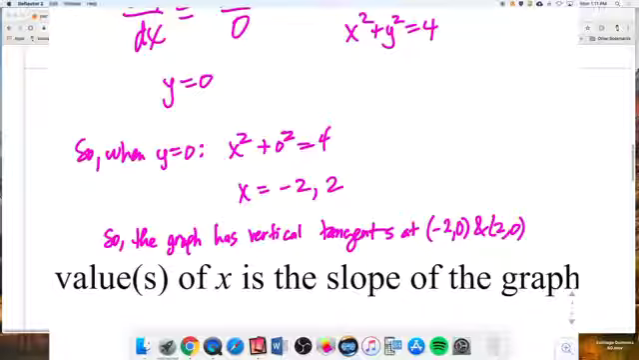Now, if you did both of these, and one of them showed up as 0 in both of them, then you're going to toss that point out because that would cause 0 in the top and the bottom.